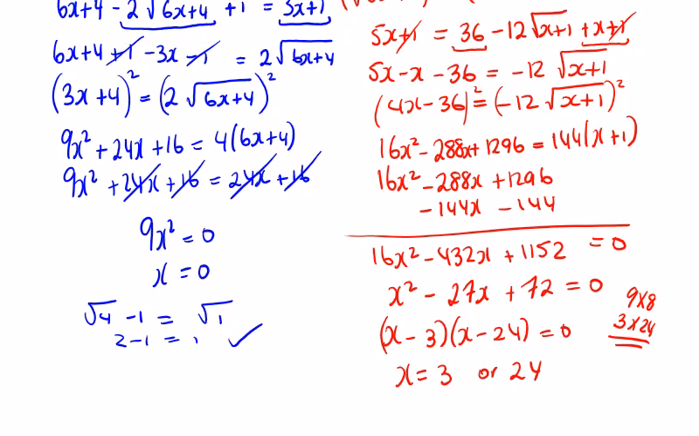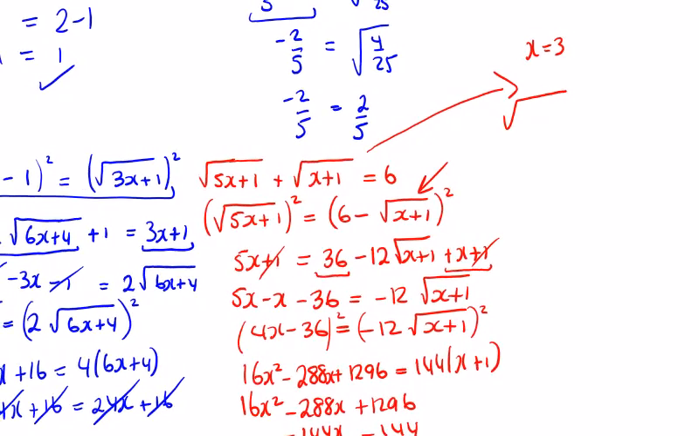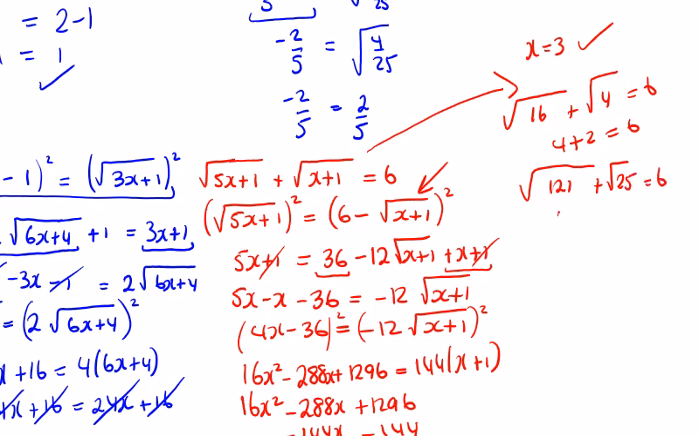Do both of them work here? Let's see. 3 and 24, so it's this question here, 3 and 24. So let's try 3. So the square root of 5 3s are 15 plus 1. Square root of 16. Plus the square root of 3 plus 1, square root of 4. Is that equal to 6? It is. 4 plus 2 is equal to 6. So 3 does work. What's the solution 24? The square root of 5 24s are 120, so 121, plus the square root of 25. Is that equal to 6? No, can't be equal to 6. 11 plus 5, not equal to 6. So the only solution we have is x equal to 3.